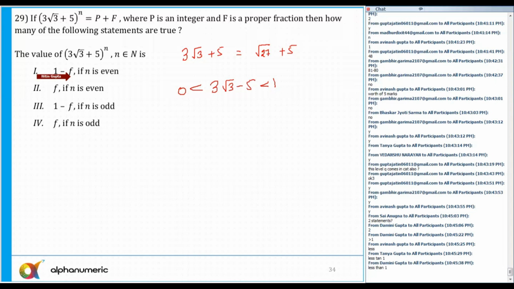Tell me one thing here. First of all, if I say there are 2 possibilities, because n can be an odd number or n can be an even number, so we need to consider both here. Now tell me one thing.